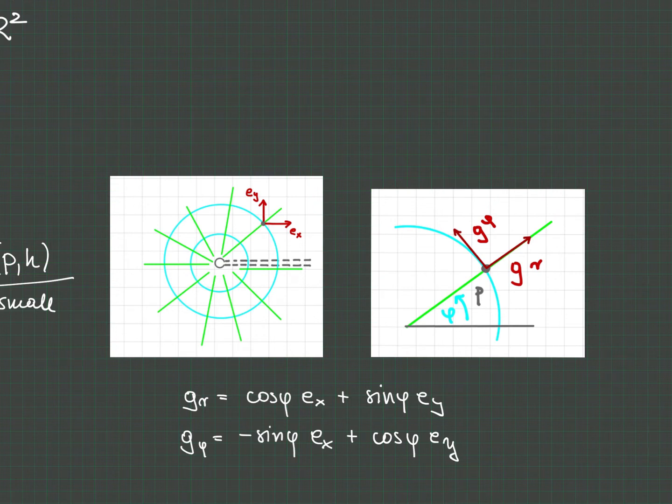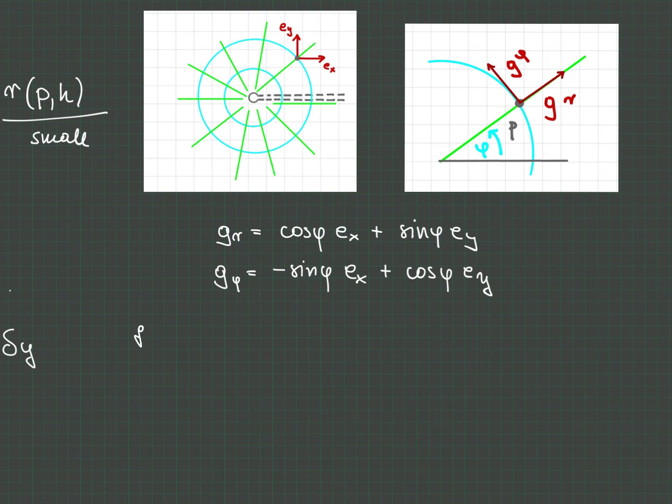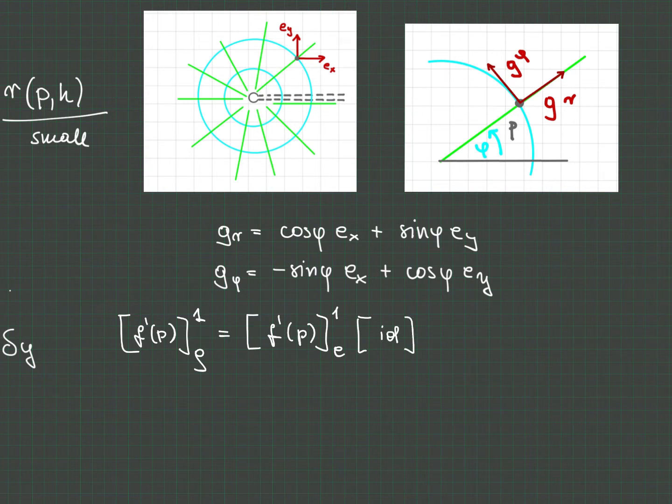So I have a definition of the new basis, and I can write my differential of a function in basis g. How to do it? I have to apply the matrix that changes the basis. I take the matrix I know in basis E, and I multiply by identity as a linear operator, but acting from basis G to basis E, and this is precisely the rotation matrix.